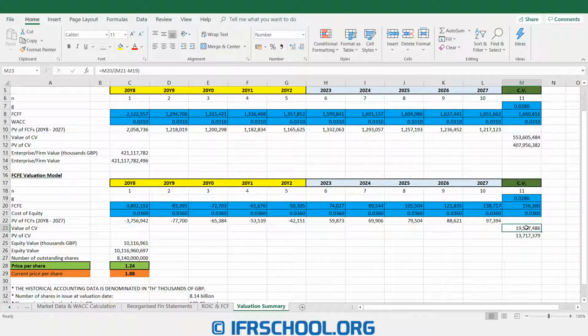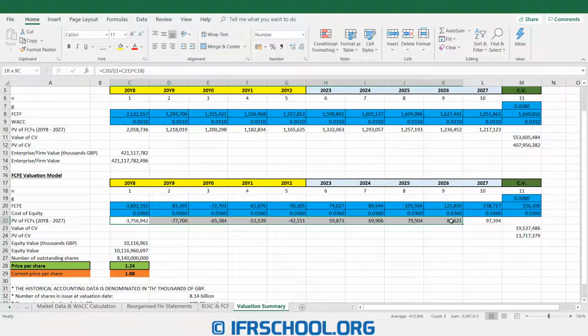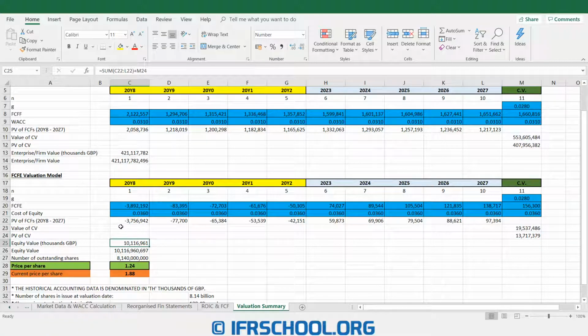We can see the undiscounted continuing value for the company in this cell. This cell contains the perpetuity formula. If we discount back the continuing value to the valuation date, we arrive at the discounted figure in this cell. Finally, if we add up all of the discounted cash flows, we arrive at the estimate for the value of the firm's equity in thousands of pounds.